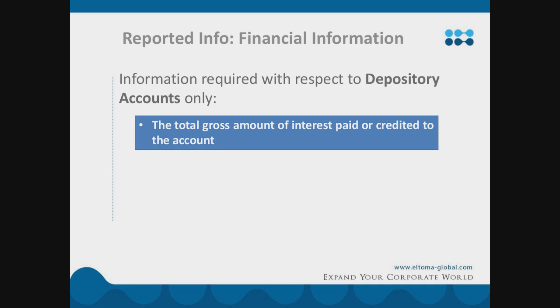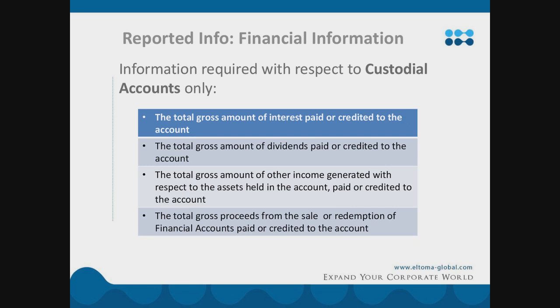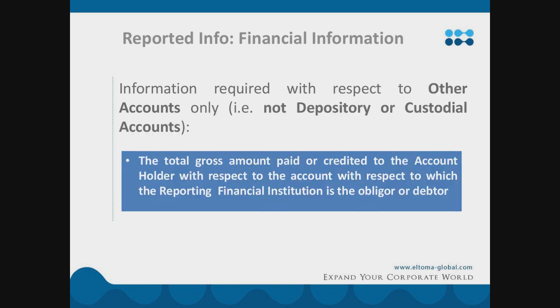Information that is required with respect to depository accounts only is the total gross amount of interest paid or credited to the account. Information that is required with respect to custodial accounts only is as follows. Firstly, the total gross amount of interest paid or credited to the account. Secondly, the total gross amount of dividends paid or credited to the account. Thirdly, the total gross amount of other income generated with respect to the assets held in the account paid or credited to the account. And finally, the total gross proceeds from the sale or redemption of financial assets paid or credited to the account.